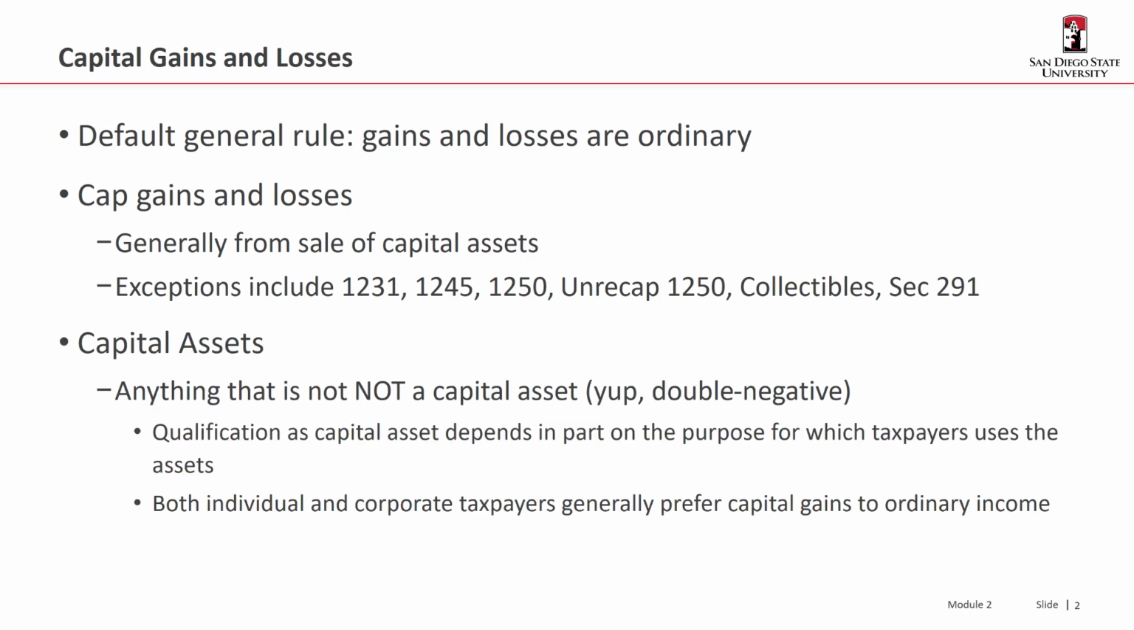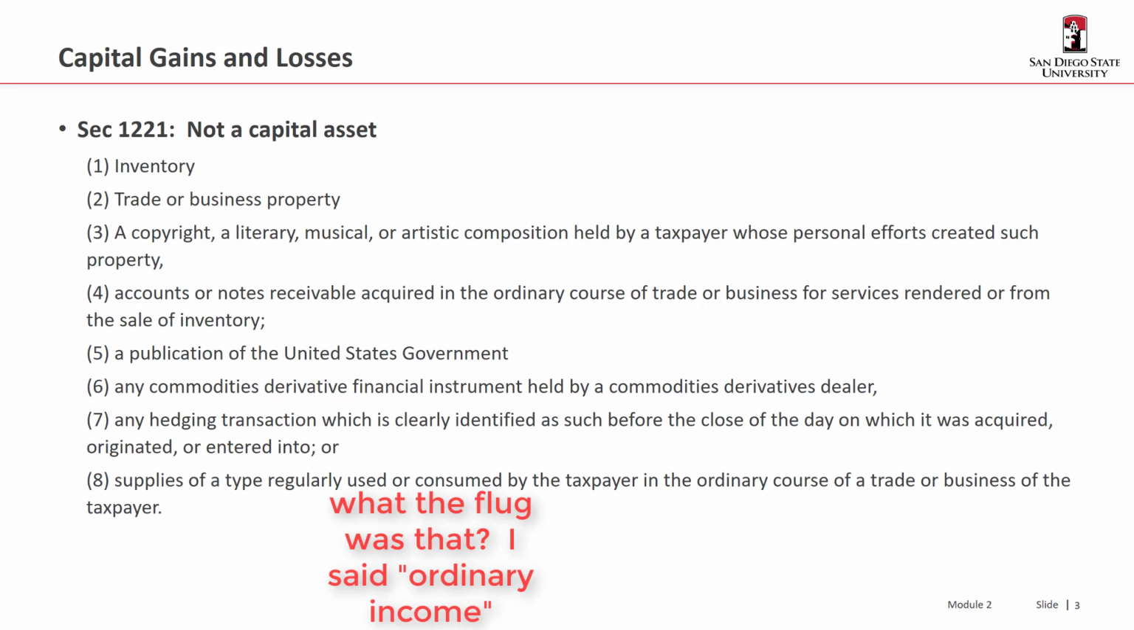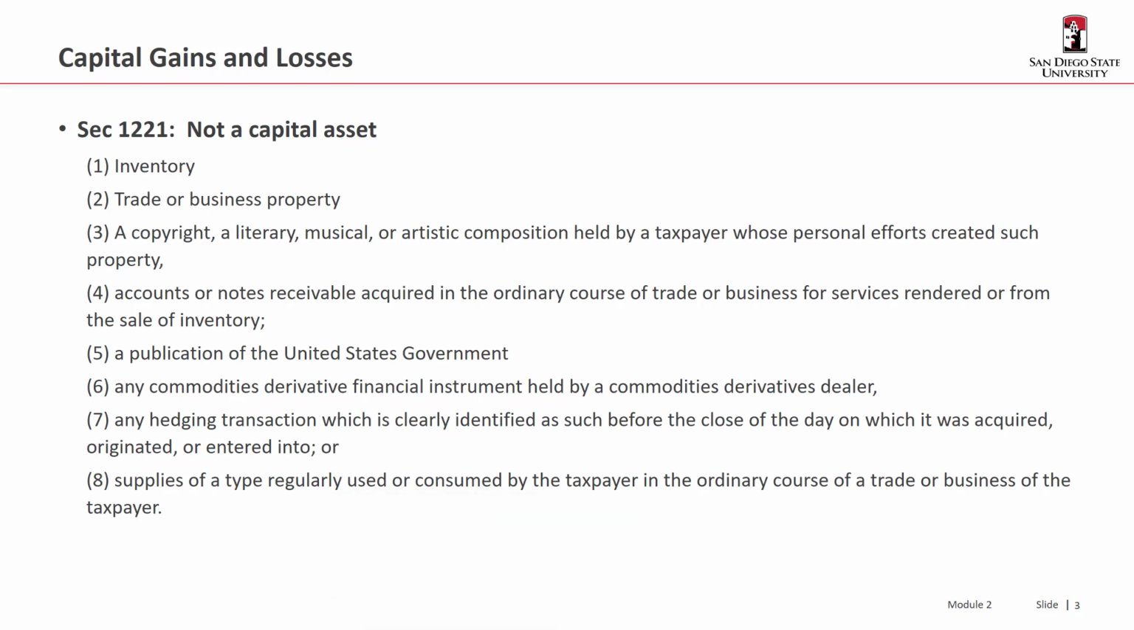All right, so what is a capital asset? A capital asset is anything that is not a capital asset. Yes, it's defined using a double negative. So qualification as a capital asset can depend in part on the purpose for which the taxpayer uses the assets. However, both individual and corporate taxpayers generally prefer capital gains to ordinary income. So here's the list of items provided in section 1221 as to what is not a capital asset.